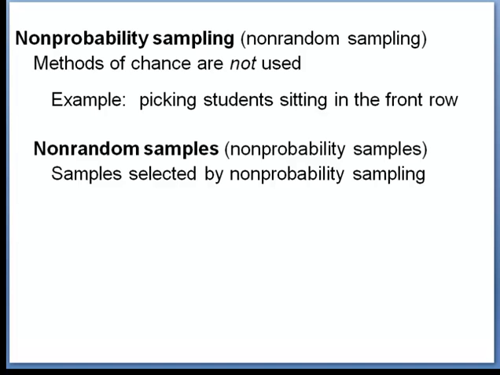Non-probability sampling, which is to say non-random sampling, is in essence the opposite of probability or random sampling. So in a non-random sample, methods of chance are not used. I mean, that's how the definition is. For instance, if all of the students sitting in the front row in your class are picked to be in some study, then those students were not picked using a method of chance, but were picked instead because they sat in the front row, and that would be an example of a non-probability, which is to say a non-random sample.